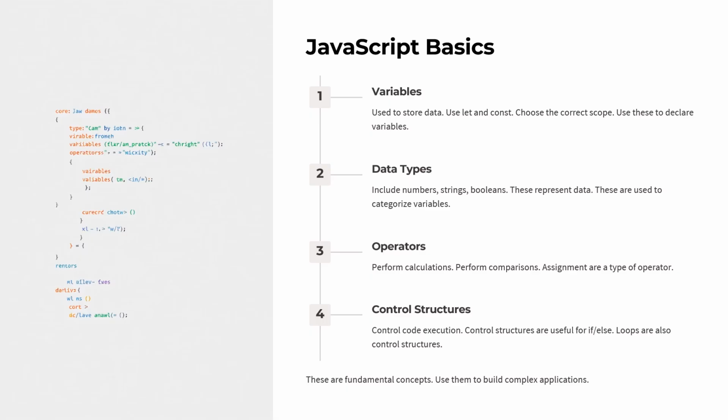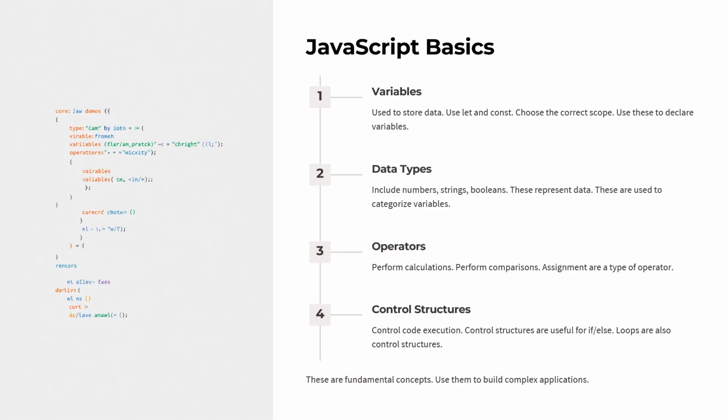JavaScript includes primitive data types such as numbers, strings, and booleans, which help categorize and manage different kinds of information within a program. Operators perform various functions, including calculations, comparisons, and assignments. Arithmetic operators handle mathematical operations, comparison operators evaluate conditions, and assignment operators store values in variables. These tools allow developers to create logic-driven applications.